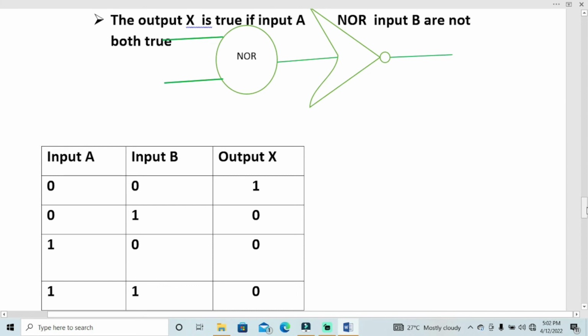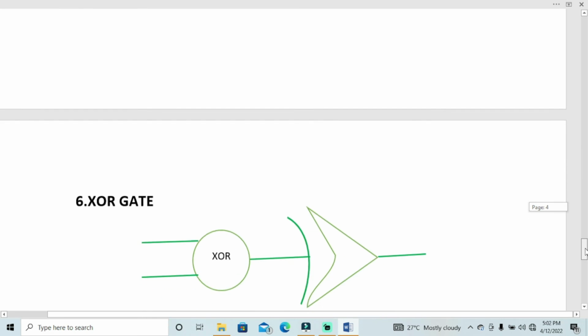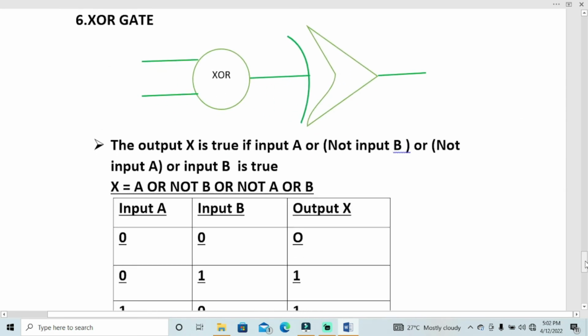So we want to look at our sixth and last gate, which is the XOR gate. It's represented by this, mainly this line below the OR gate. It actually follows the following statement. When reading the statement, you might get confused, but I will explain it fully. It says the output X is true if input A or not input B, or not input A or input B, is true.